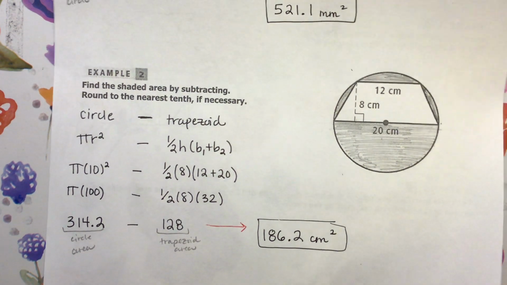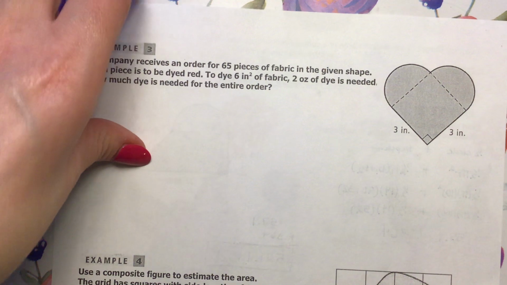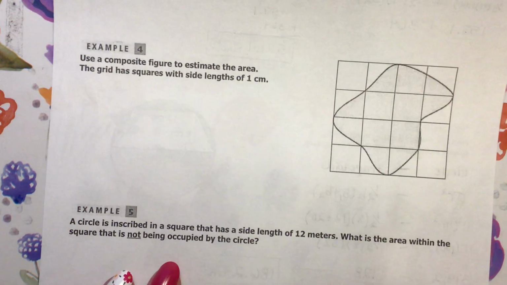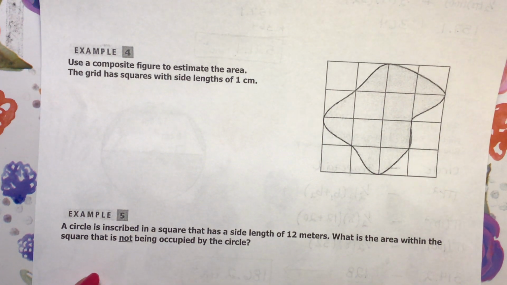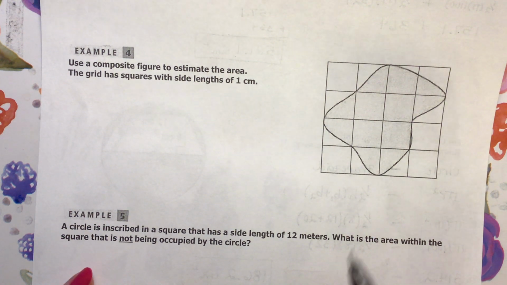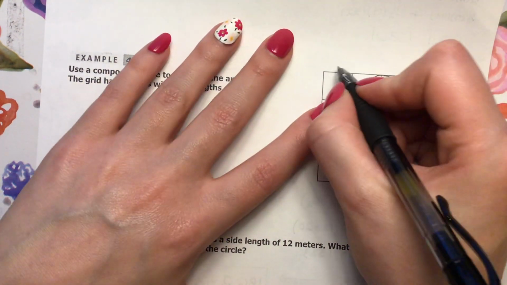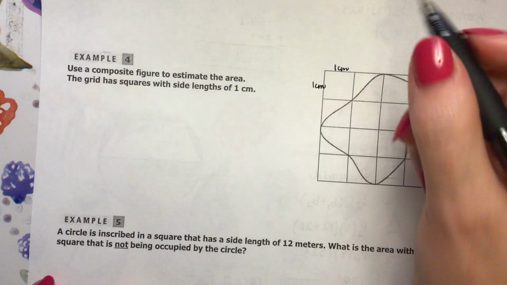All right, take that page and flip it over. We are going to do number 3 together in class. So skip down to example 4. Now this one will be kind of quick and easy for us. It says use a composite figure to estimate the area. The grid has squares with side lengths of 1 centimeter. So I'll just label that real fast. This is 1 centimeter and this is 1 centimeter.